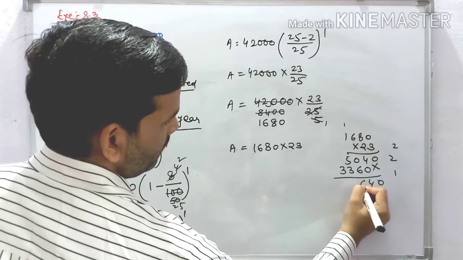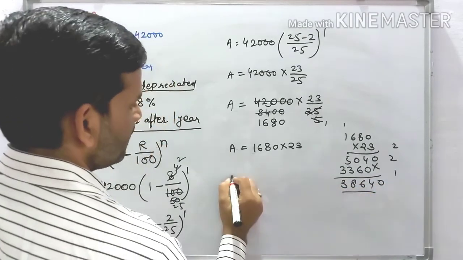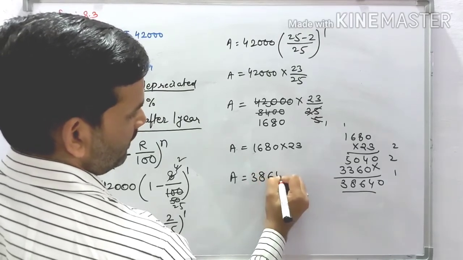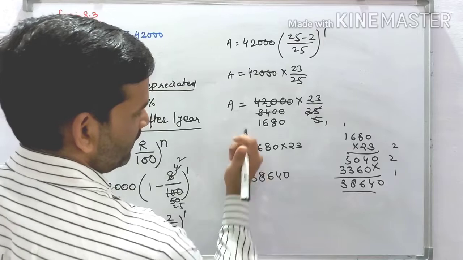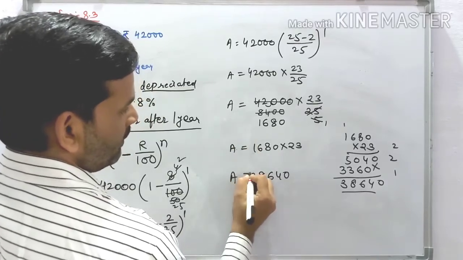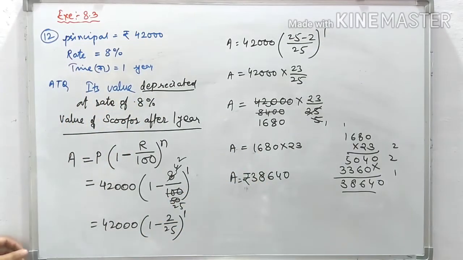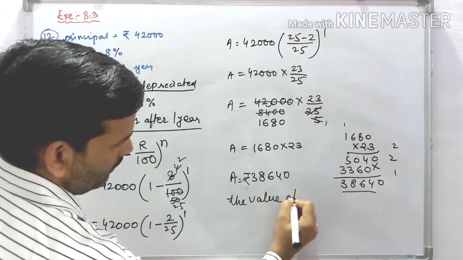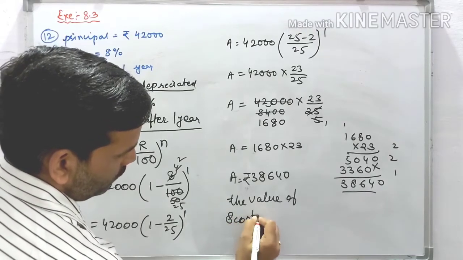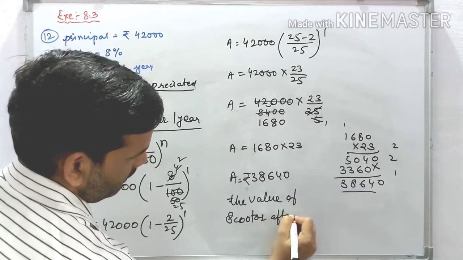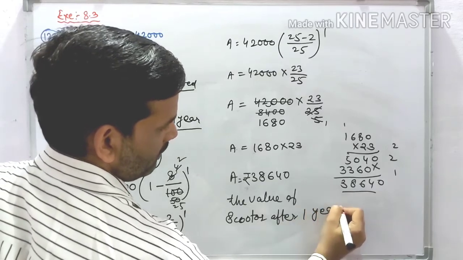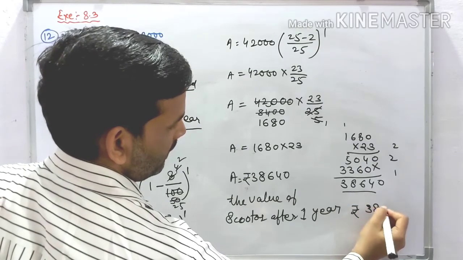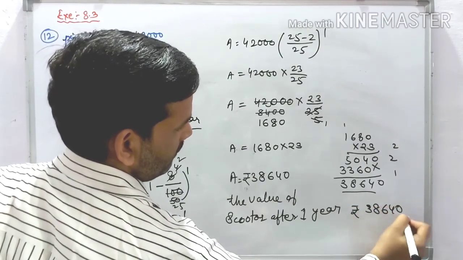Then adding, 0, 4, 6, 8, 3. So A is equal to 38,640. It is the value in rupees. It means the value of the scooter after 1 year. After 1 year the value is 38,640 rupees.